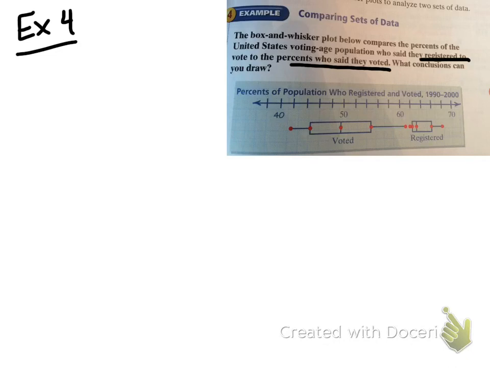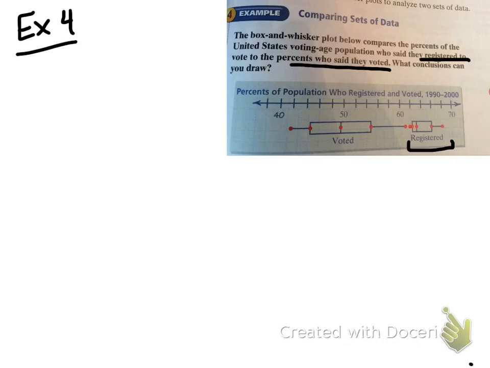Well, let's see. The range at the percent registered, here there's not a huge range. Therefore, you know that the percent registered was pretty constant over this range of years from 1990 to 2000. Percent registered was fairly constant because that is a narrow box and whisker plot. Percent of people who voted varied more. From 1990 to 2000, we had a wider range there.